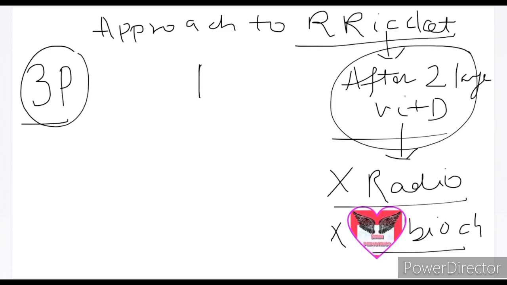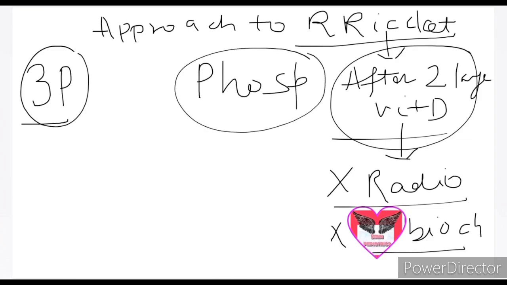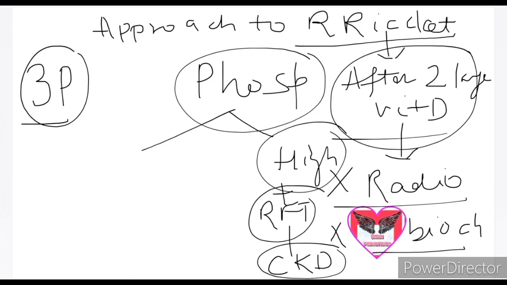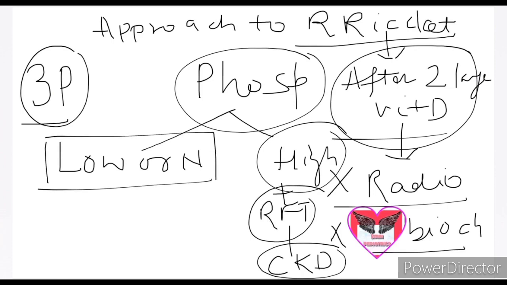First P is phosphorus. If phosphorus is high, then go for renal function test. If renal function test is abnormal, then it is CKD, and if it is low or normal, then go for ABG, that is pH.